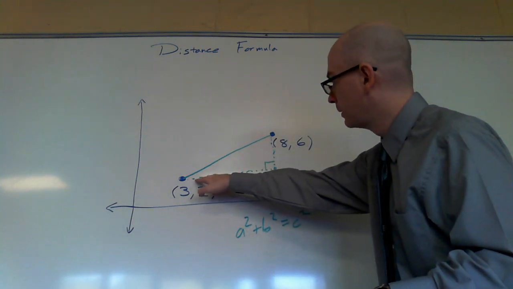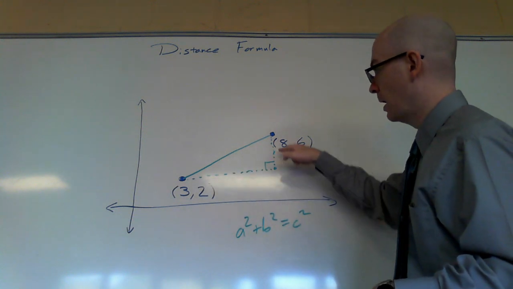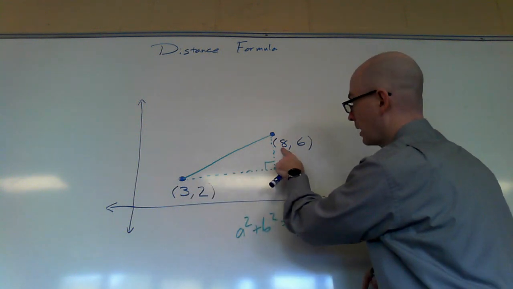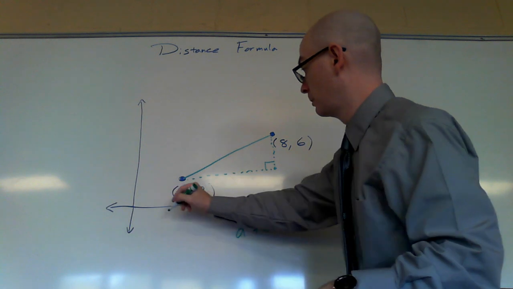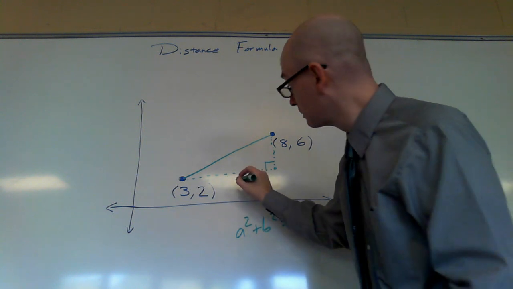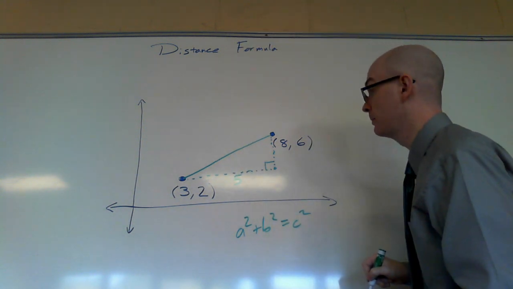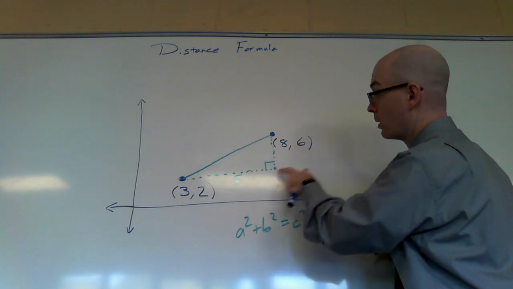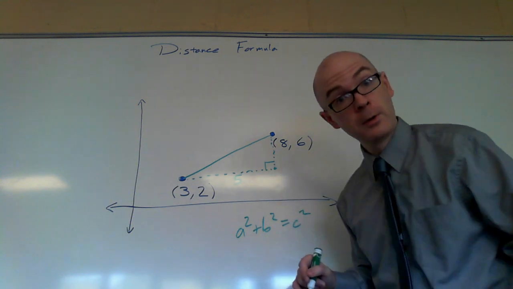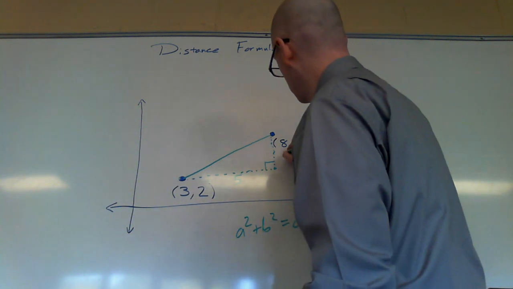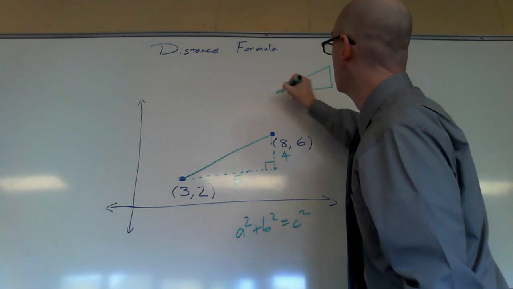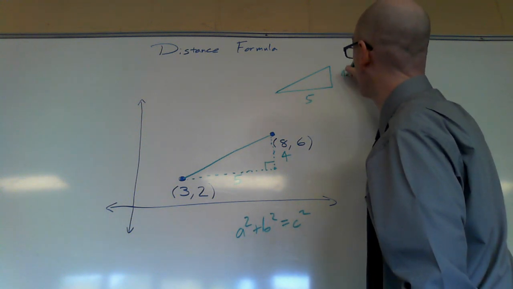If I have this length and this length, I can make it work. So I'm going from an x-coordinate of 3 to an x-coordinate of 8. So if I take 8 minus 3, that's the length of this right here. 8 minus 3 is just 5. So I have a length there of 5. And I'm going from a y-coordinate of 2 up to a y-coordinate of, excuse me, 6. So the length there is going to be 6 minus 2, which is 4. So now really I've got a right triangle, side length 5 and side length 4.